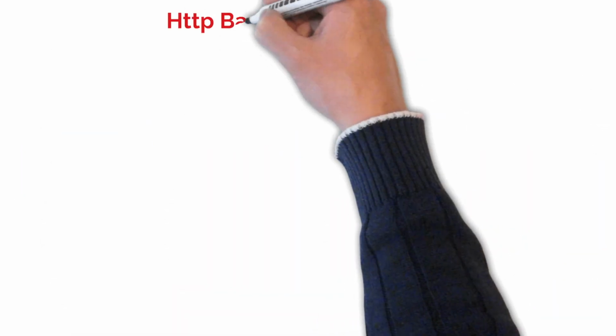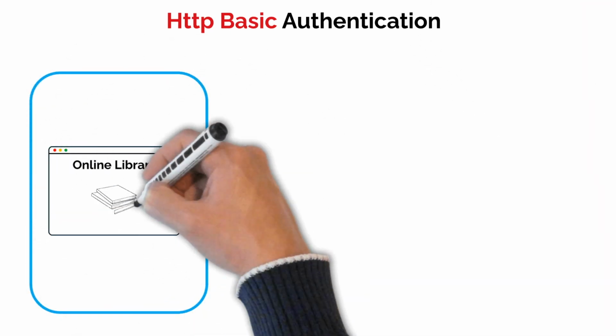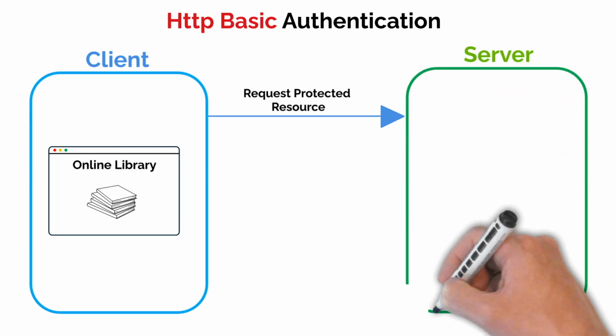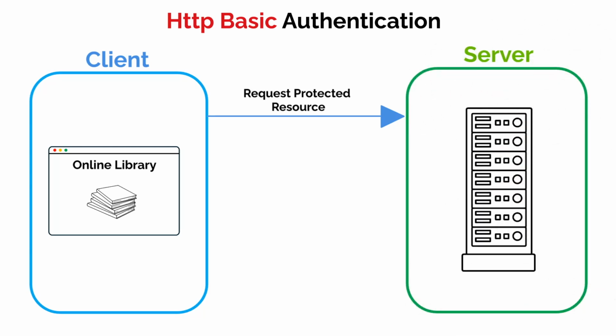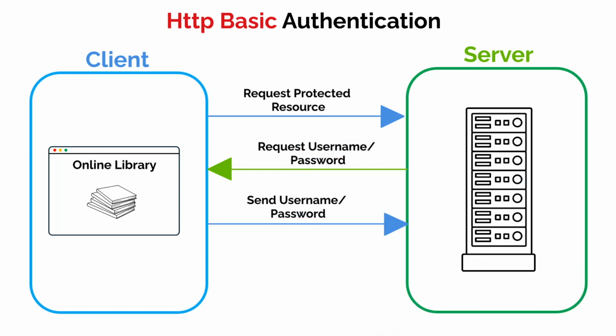Next, we have HTTP Basic Authentication, one of the simplest methods. Here, the client sends a request to the API server, typically to retrieve or send data. And in return, the server requests a username and password for authentication. The client includes an authorization header in the HTTP request, containing the username and password encoded in base64.